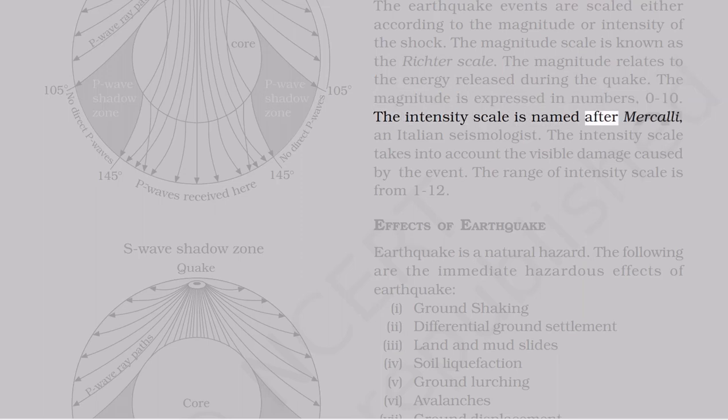The intensity scale is named after Mercalli, an Italian seismologist. The intensity scale takes into account the visible damage caused by the event. The range of intensity scale is from 1 to 12.